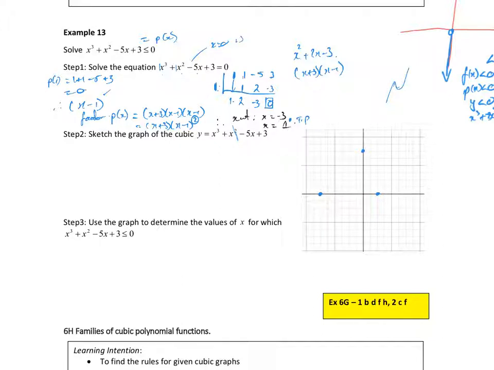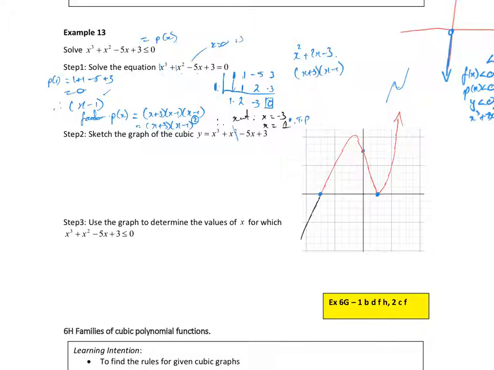Very quickly, below the axis there, above the axis, turning point could be anywhere, not sure, and going up. So you can see the black line is below the axis, that's where the function is less than 0. The red line is where it's greater than 0, and we'll call the blue dots where it's equal to 0. So what does my question say? Use the graph to determine the values where it's less than or equal to 0.